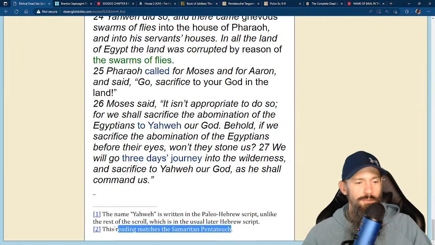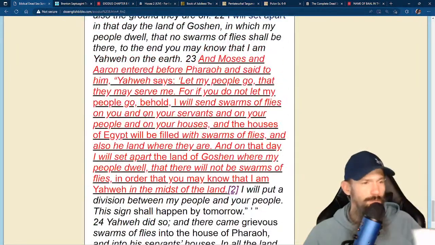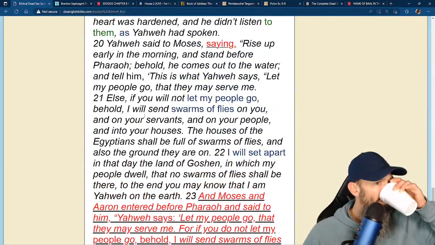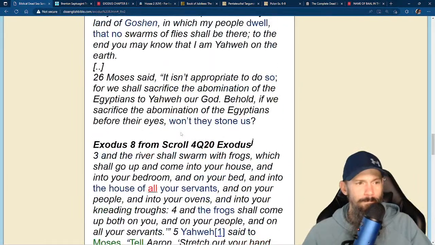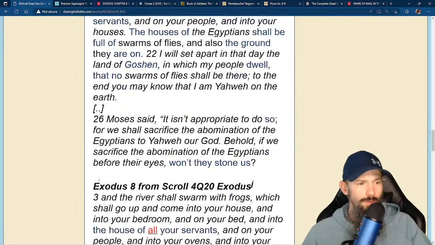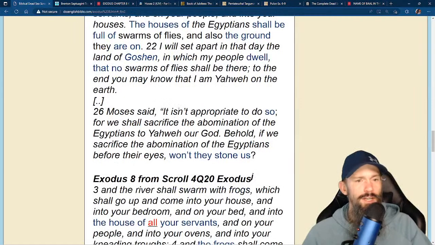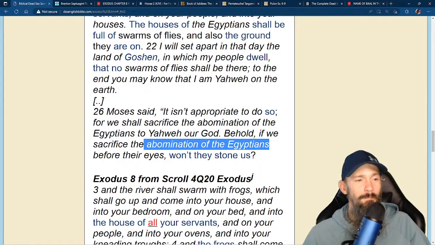Samaritan Pentateuch. I got a Samaritan Pentateuch, but I barely read the thing. There's a lot of differences though. 23. 26 here. Moses said, it is inappropriate to do so, for we shall sacrifice the abomination of the Egyptians to Yahuwah our Elohim. Behold, if we sacrifice the abomination of the Egyptians before their eyes, won't they stone us? The abomination of the Egyptians.